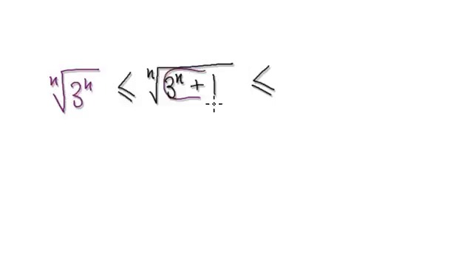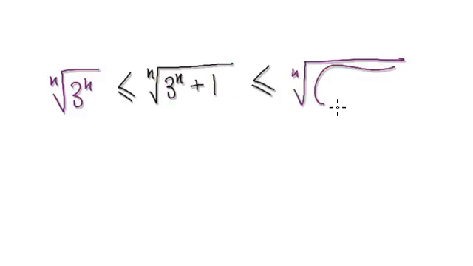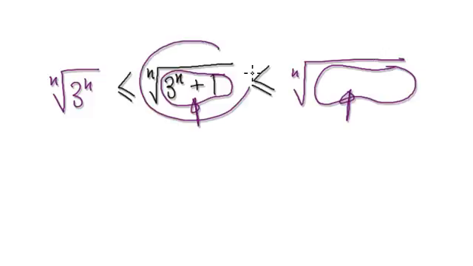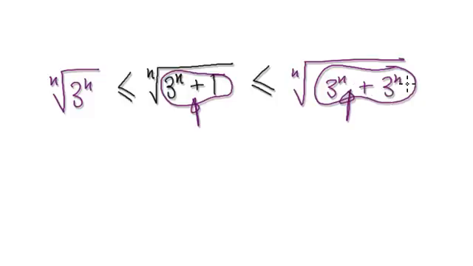And then if you look at this bubble here, you're taking the nth root. If you can make this bubble bigger than this bubble here, then this whole thing will always be bigger or equal to this thing here. Well, you can always make it bigger by doing this, plus 3 over n.